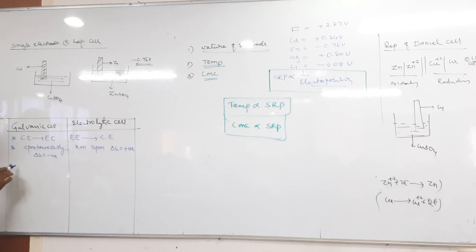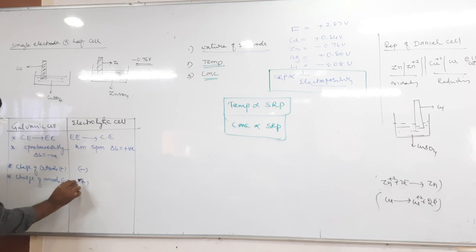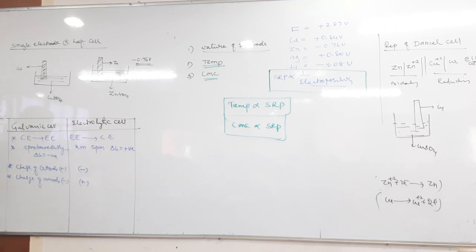Next, tell me, what is the charge of the cathode? Charge of cathode is positive. What is the charge of anode? Negative. So in galvanic cell, charge of cathode is positive, charge of anode is negative. Then what about here? It is reverse. Here charge of cathode is negative, charge of anode is positive.